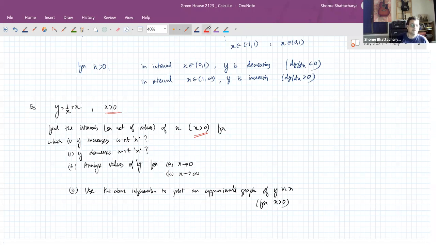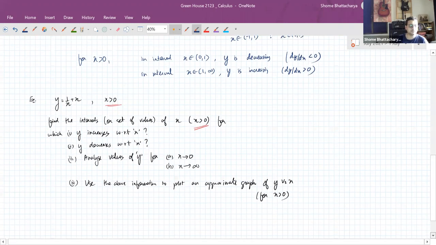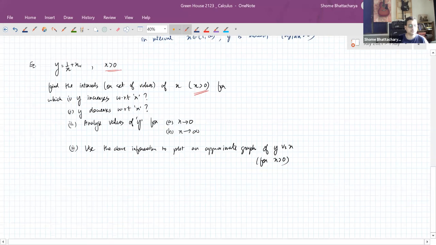Okay. So now this is a little bit more complicated than just understanding the behavior of the function, but we'll see how this actually helps us in analyzing the function a little bit further, not just understanding where dy by dx is positive and where dy by dx is negative, but also understanding the shape of the graph, how this is going to help us a little bit further.